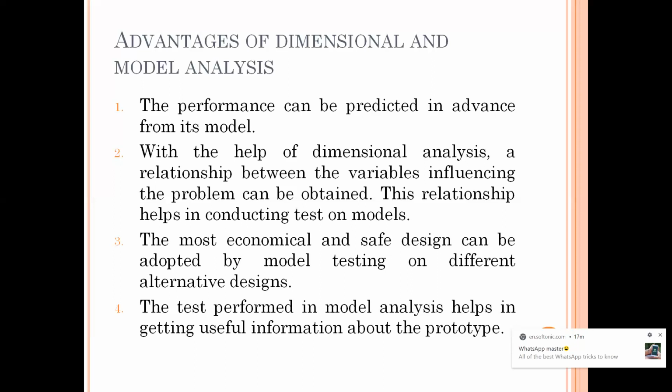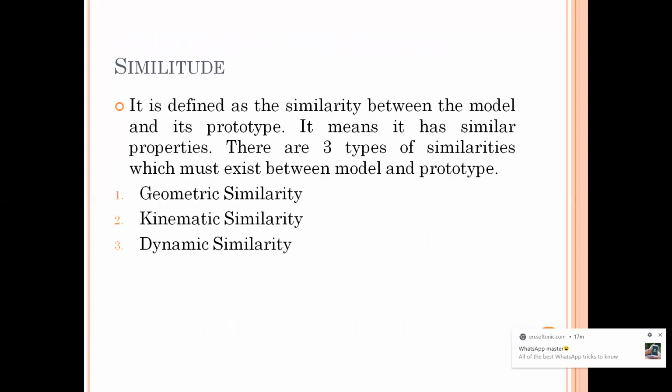So these are some of the advantages of dimensional and model analysis. Now next, coming to similitude. Similitude is basically similarity. There should be similarity between the model and its prototype. Okay, so we have a model. When I make the prototype, when I scale it up, there should be a relationship between the model and prototype. There are three types of similarity: geometric similarity, kinematic similarity, dynamic similarity.